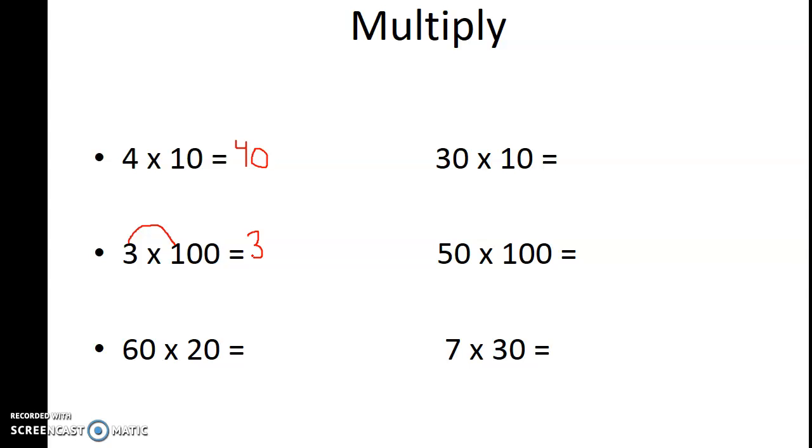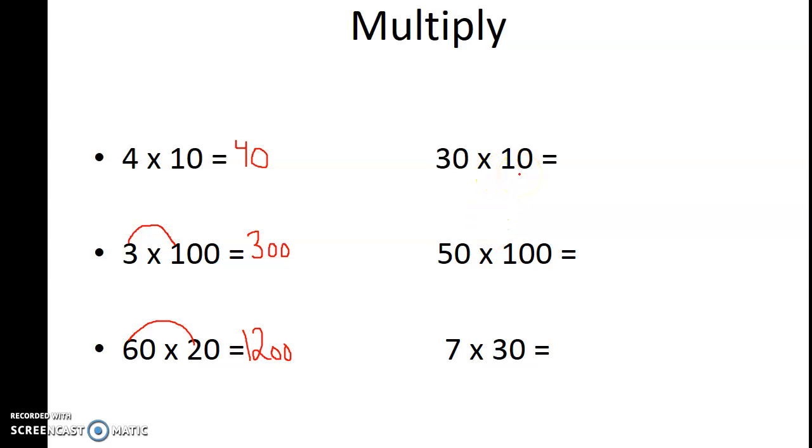So it stays 3. Now, how many zeros do we have in the factors? We have 2 zeros. Here there's nothing. Here we have 2. So these 2, we must copy them here. So it's 300. Same way, 60 times 20. Skip the zeros. 2 times 6 equals how much? Equals 12. So I will write 12. Now let's count the zeros in both factors. 1, 2. So we must add them here. 1, 2.